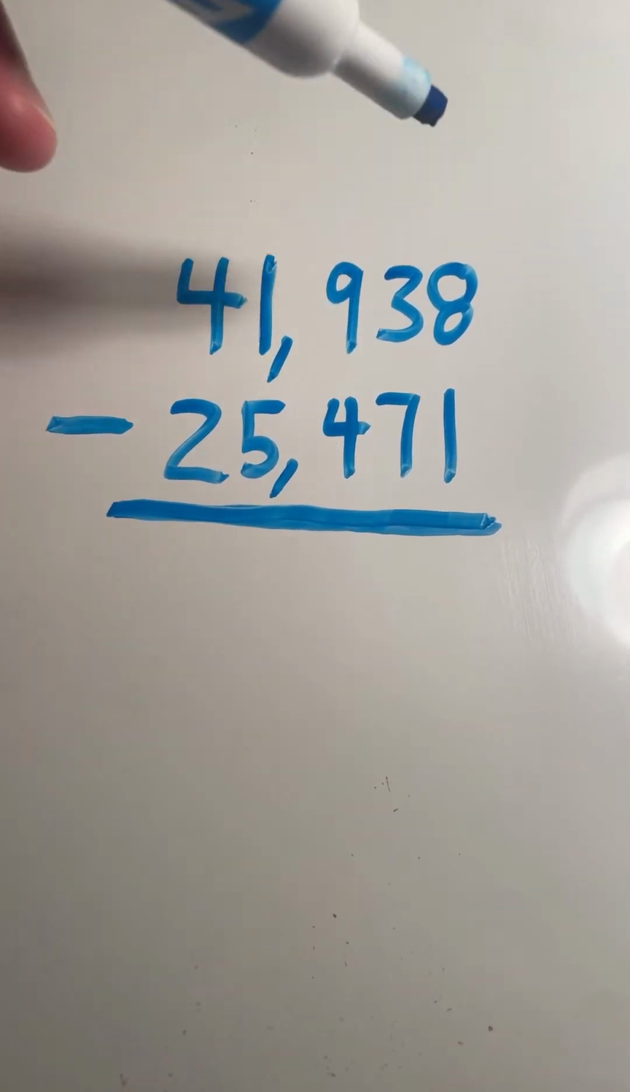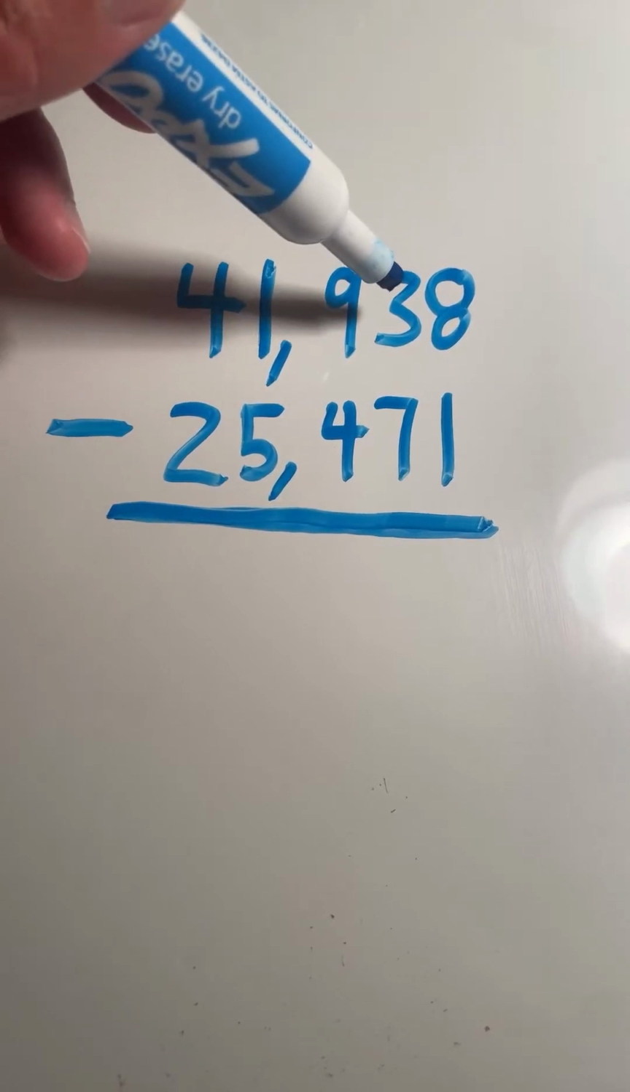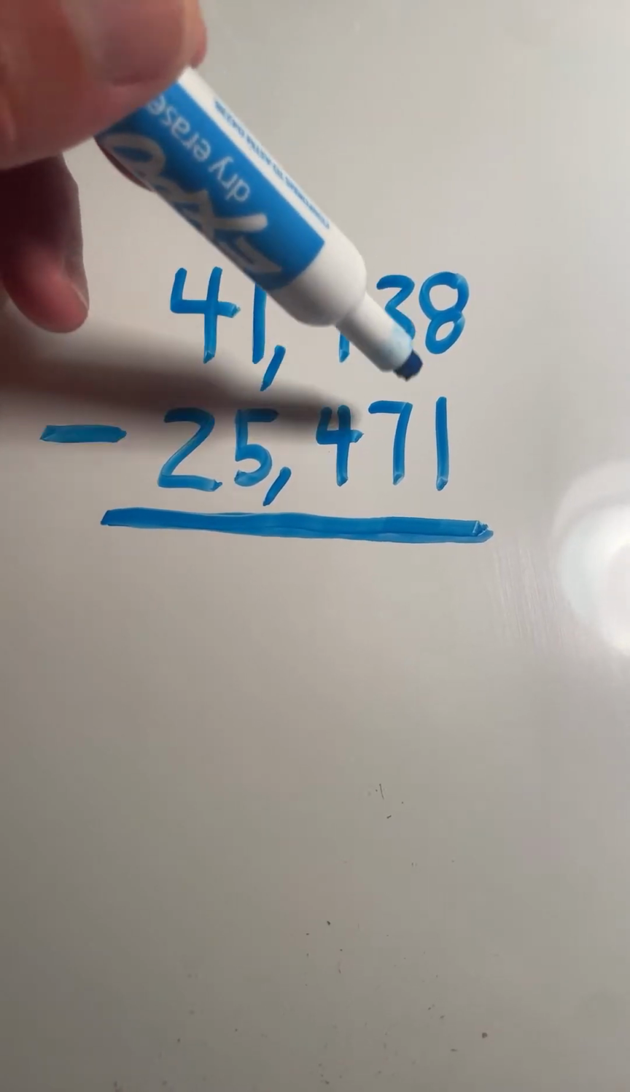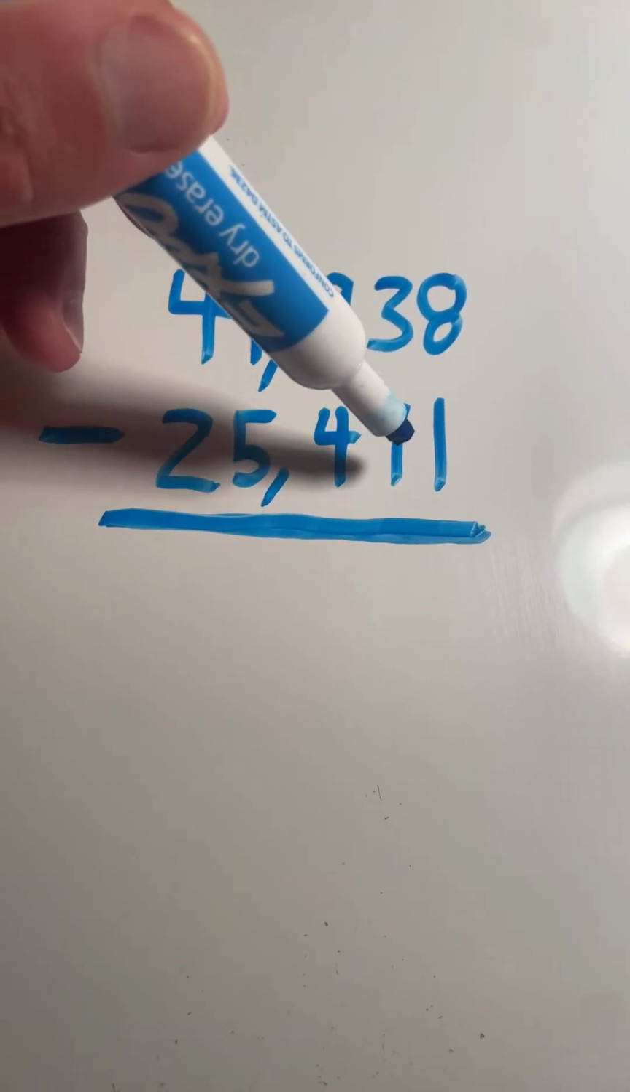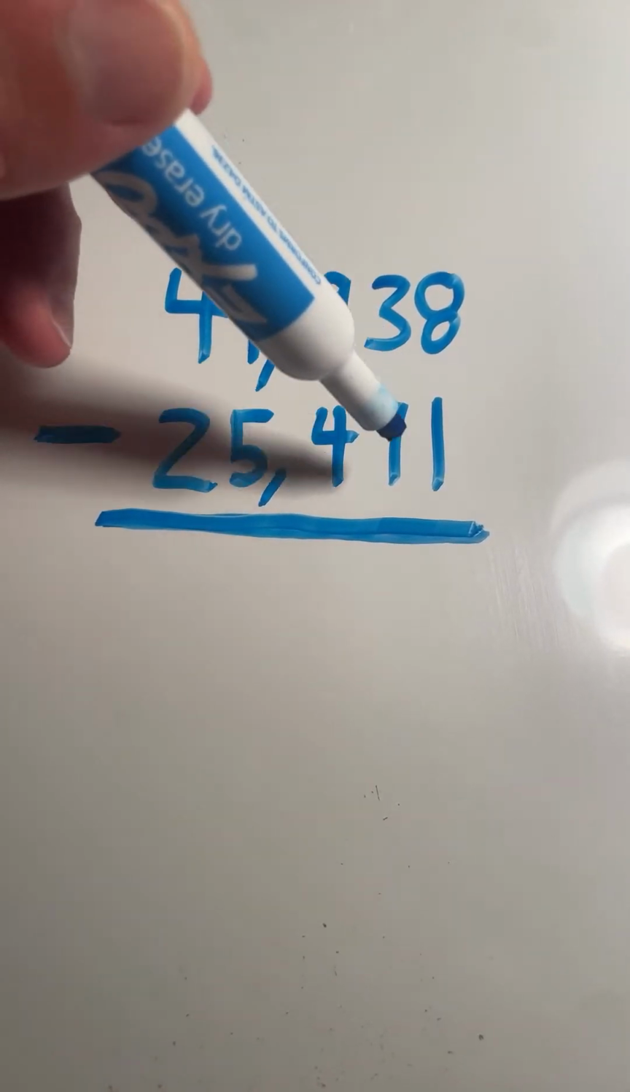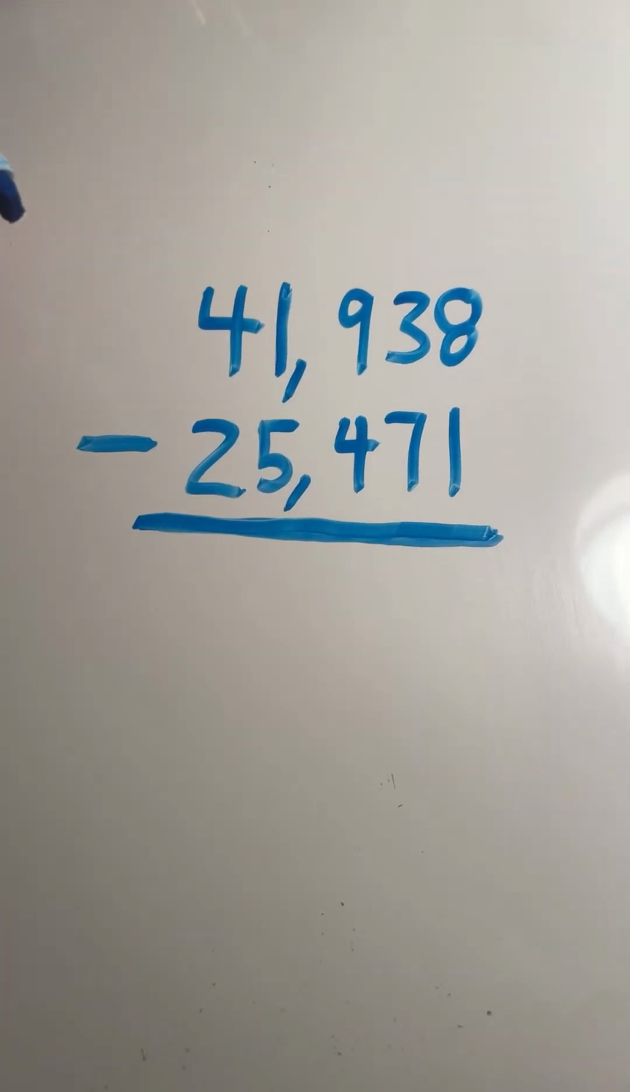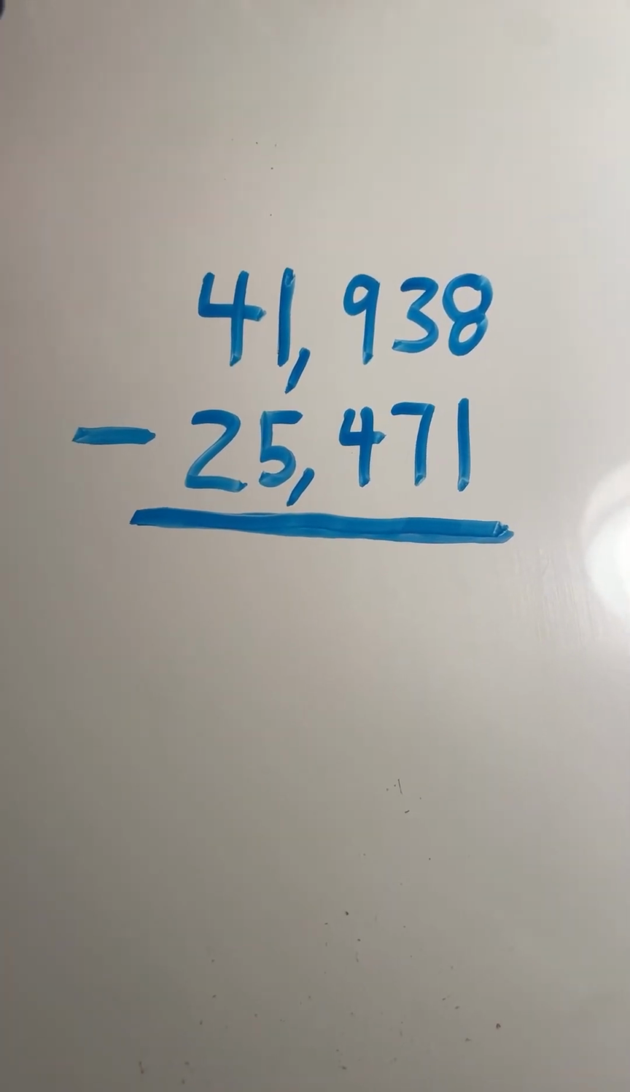Hundreds place is fine. We have to regroup in the tens place because you cannot start out with 3 and take away 7. You cannot subtract 7 from 3, so we have to regroup there. So now that we've recognized where we need to regroup, now we can start.